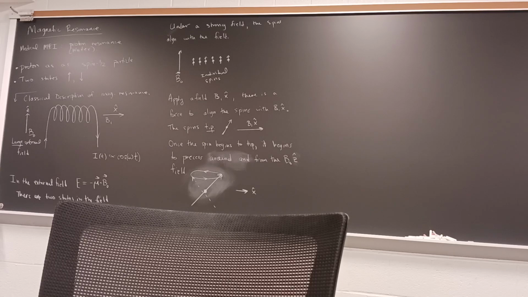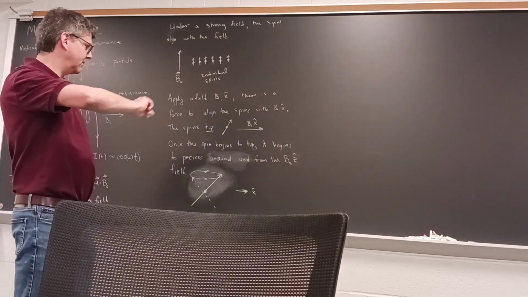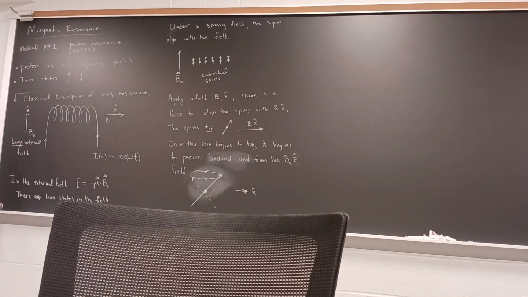Okay, and that's the same reason that a top precesses. If you put a spinning top on a table, it precesses if it's not straight up and down. If it's tilted, it will precess because gravity puts a torque on it, and because of the conservation of angular momentum, you get the precession. Okay, so that's what happens here.